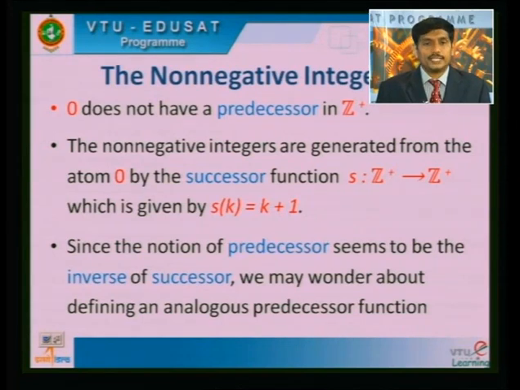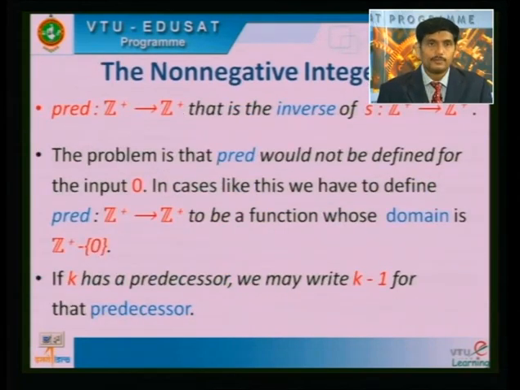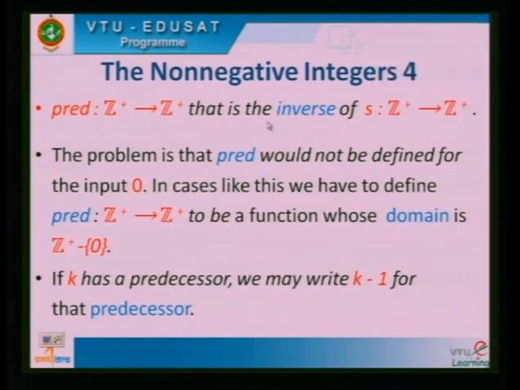Since the notion of predecessor seems to be the inverse of successor, we may wonder about defining an analogous predecessor function from Z plus to Z plus, the inverse of S. The problem is that the predecessor would not be defined for the input 0. In a case like this, we have to define the predecessor function to be the function whose domain is Z plus minus {0}. If k is the predecessor, we may write k minus 1 for that predecessor.